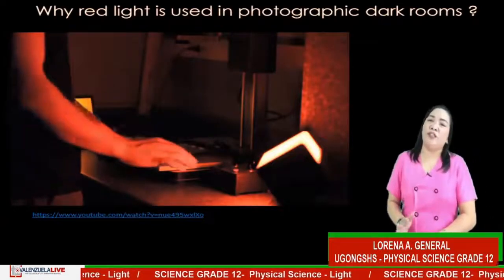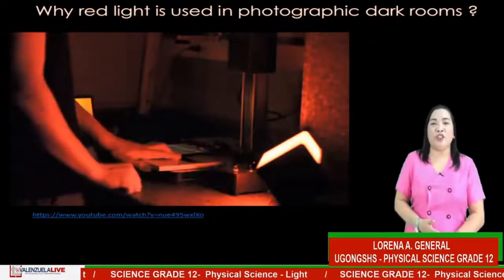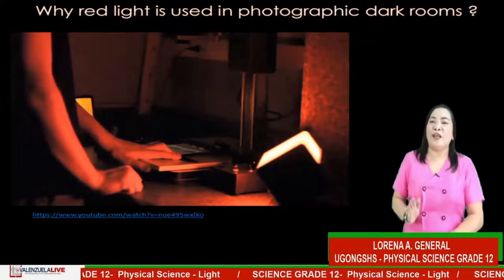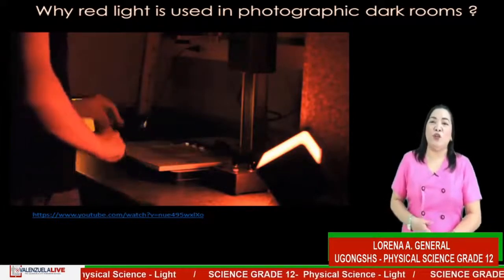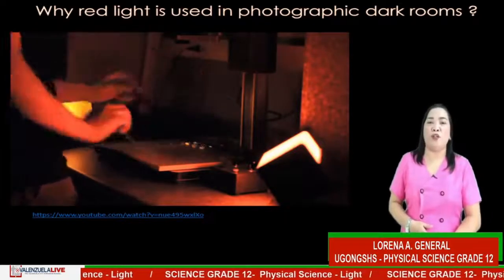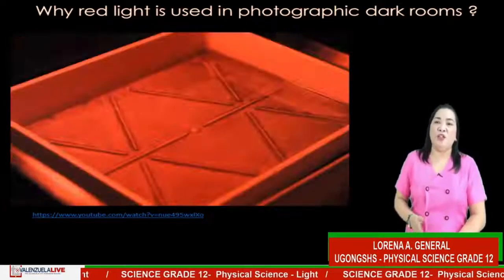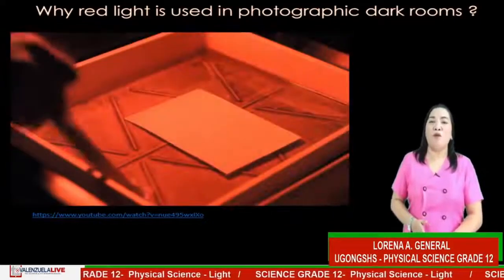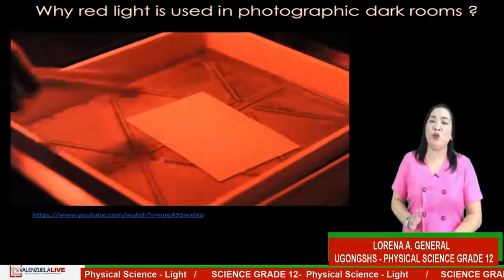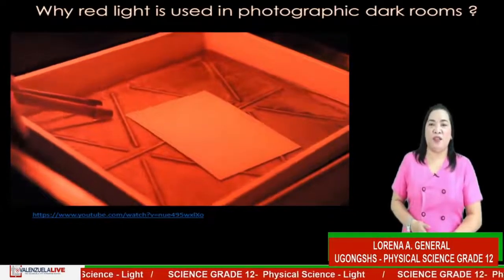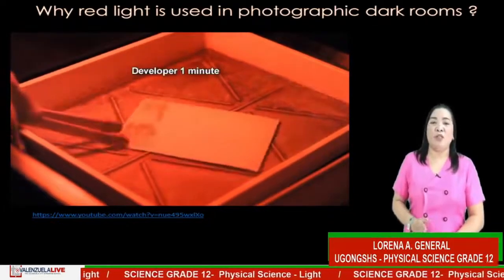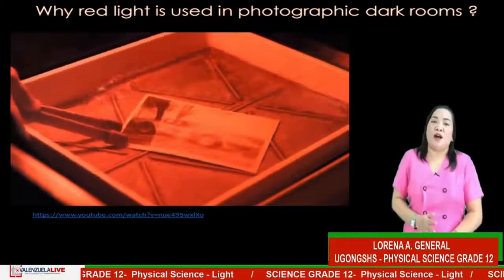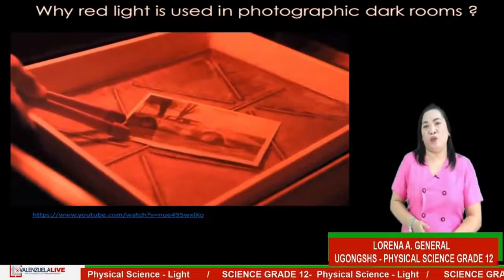Okay, so the question is, why is red light used in photographic dark rooms? The explanation is here. Dark rooms use red lighting to allow photographers to control light carefully so that light-sensitive photographic paper would not become overexposed and ruin the pictures during the developing process. Because of the popularity of digital photography today, dark rooms are not as necessary as they once were.